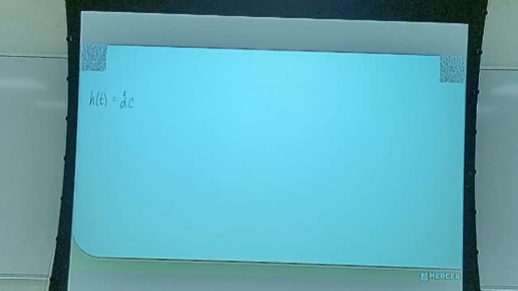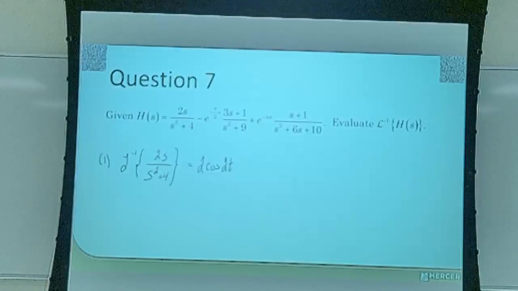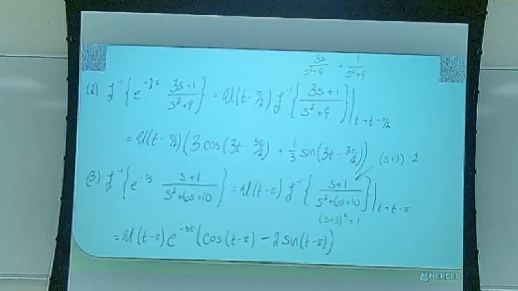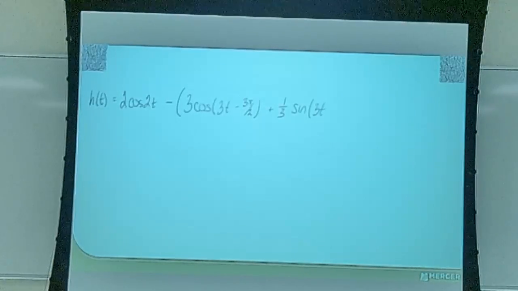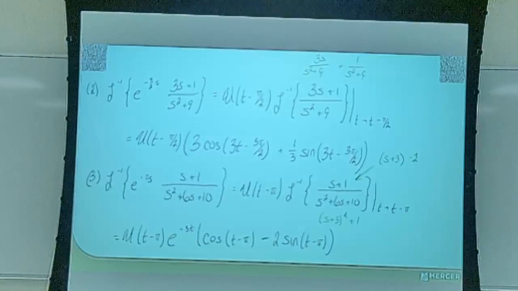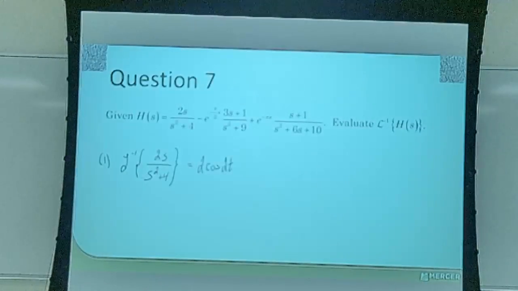Two cosine 2t minus, right, because that was a minus up there instead of a plus, the second piece, plus that third piece, right? Because that was a plus there.